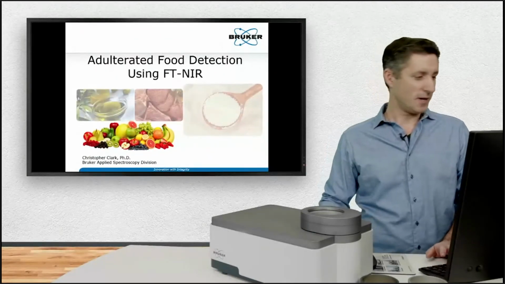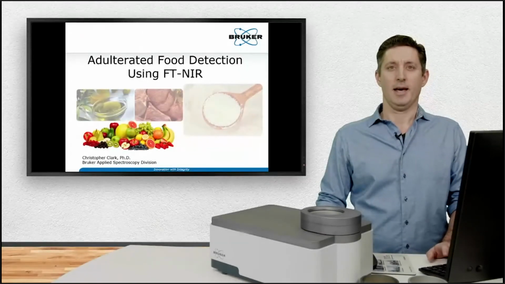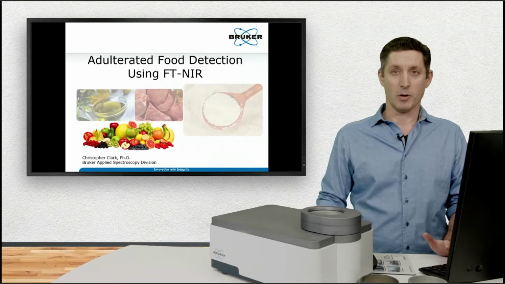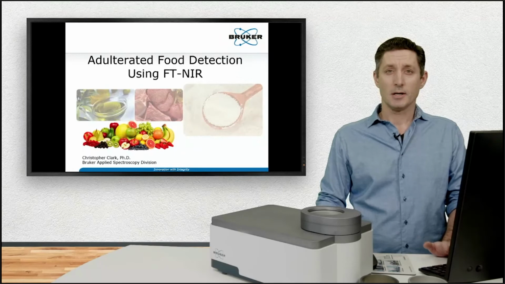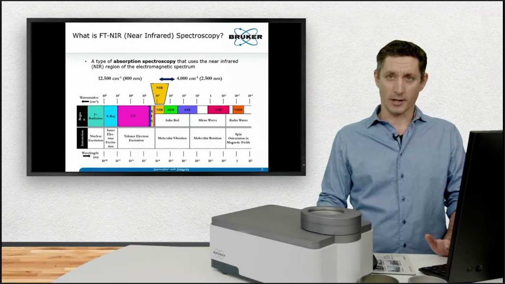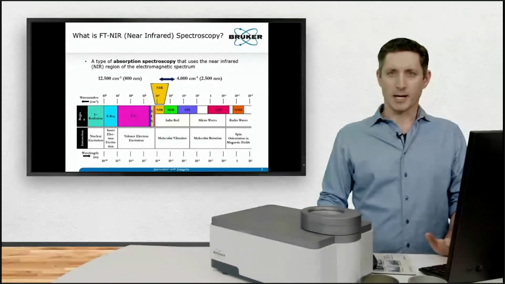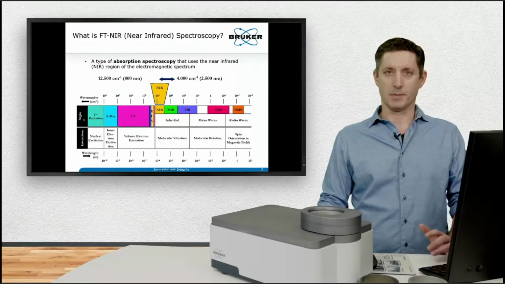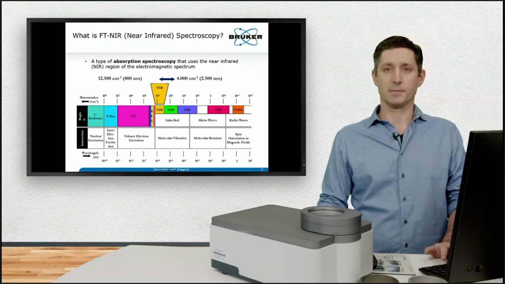So I am going to talk today a little bit about FTNIR and how that can be used as a complementary technique for something like MALDI in adulterated food detection. So what is NIR spectroscopy? It's a type of absorption spectroscopy that uses light in the near infrared region of the electromagnetic spectrum. The FT stands for Fourier transform, and that's a little bit outside the scope of the discussion for today, but it's the specific technique that Bruker spectrometers use, and it has some distinct advantages over other designs of NIR instruments.